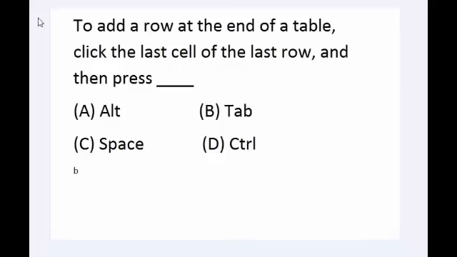To add a row at the end of a table, click the last cell of the last row and then press: A. Alt. B. Tab. C. Space. D. Control. इसका जवाब है B. Tab.